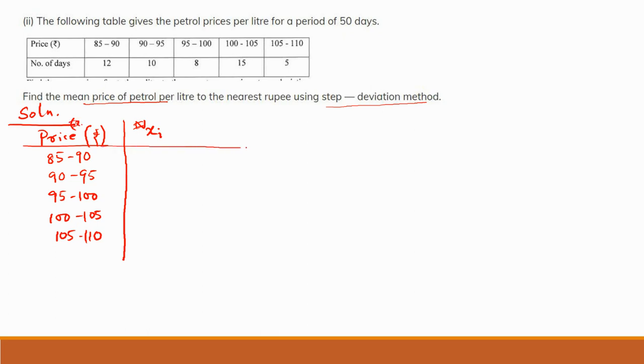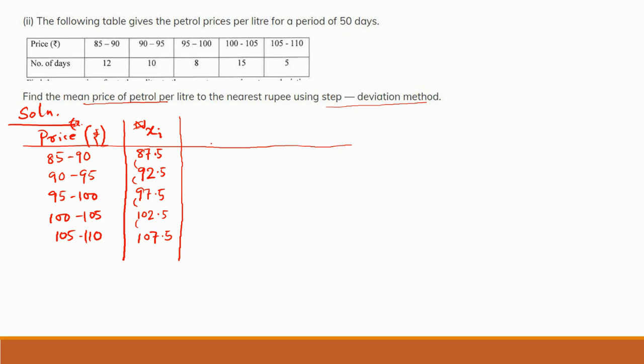xi will be the mid point. What is the mid point of 85 and 90? 87.5. 90 and 95, what is the mid point? 92.5. 95 and 100, the mid point is 97.5. 100 and 105, the mid point is 102.5. 105 and 110, the mid point is 107.5. And you will see all these differences will be the same. That's a check you will do.